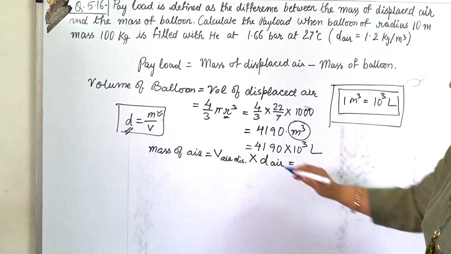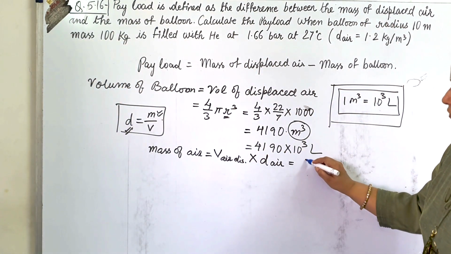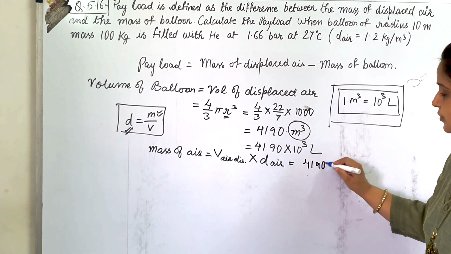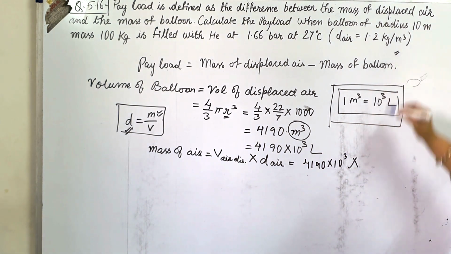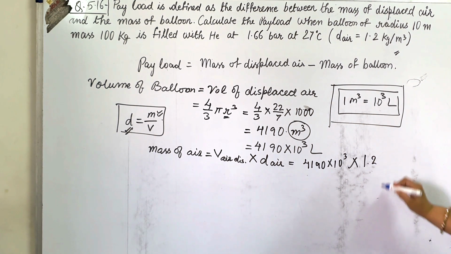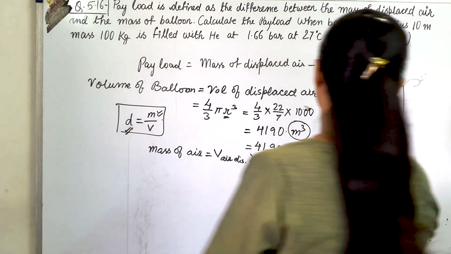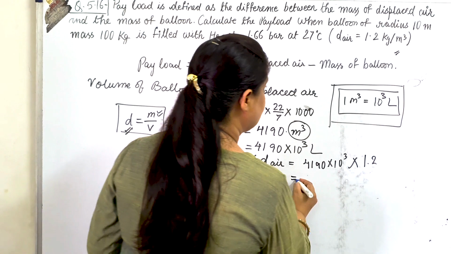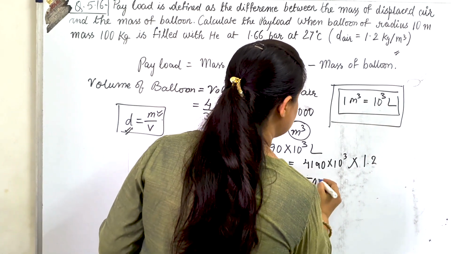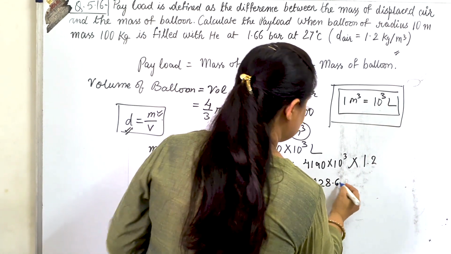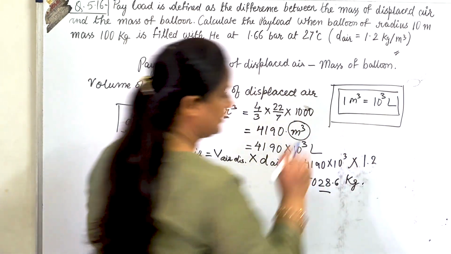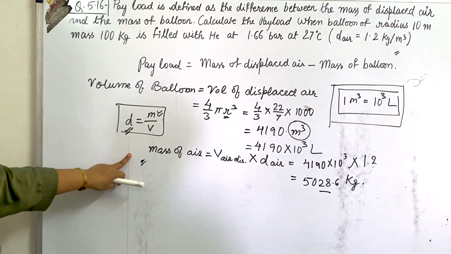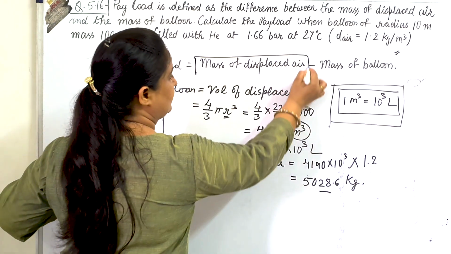The mass of the displaced air can be calculated as 4190 × 10^3 multiplied by the density, that is 1.2 kilogram per meter cube. If you calculate it, you will find it equal to 5028.6, and because it is mass, the unit will be kilogram. Okay, now we know this one. This we have calculated already.